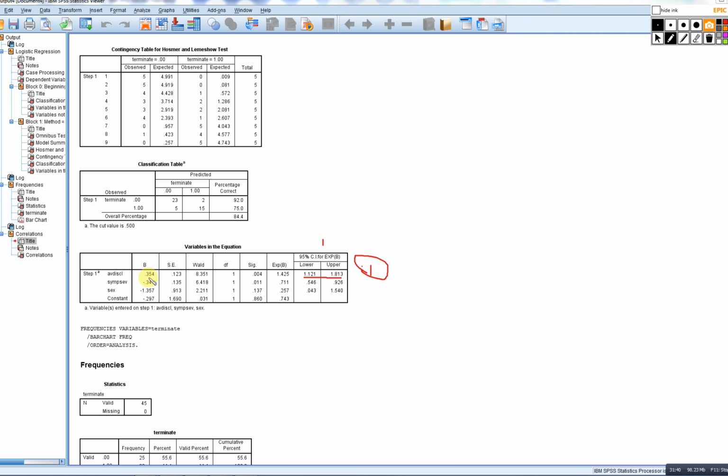Here you can see that 1 does not fall within this interval right here. So we have a significant decrease in the odds as scores increase on the predictor variable. But here we see that 1 does fall within this interval, and so that would mean that the predictor is not a significant contributor in the model.